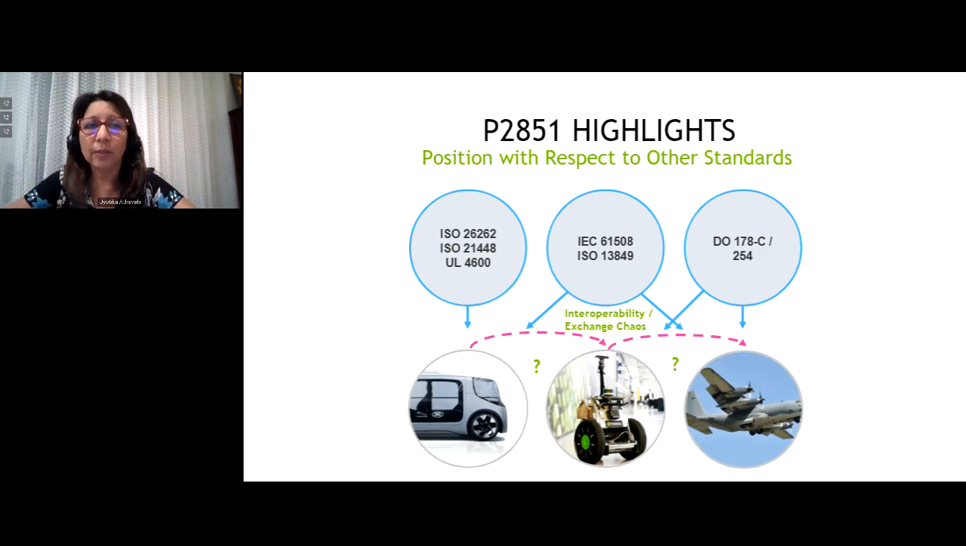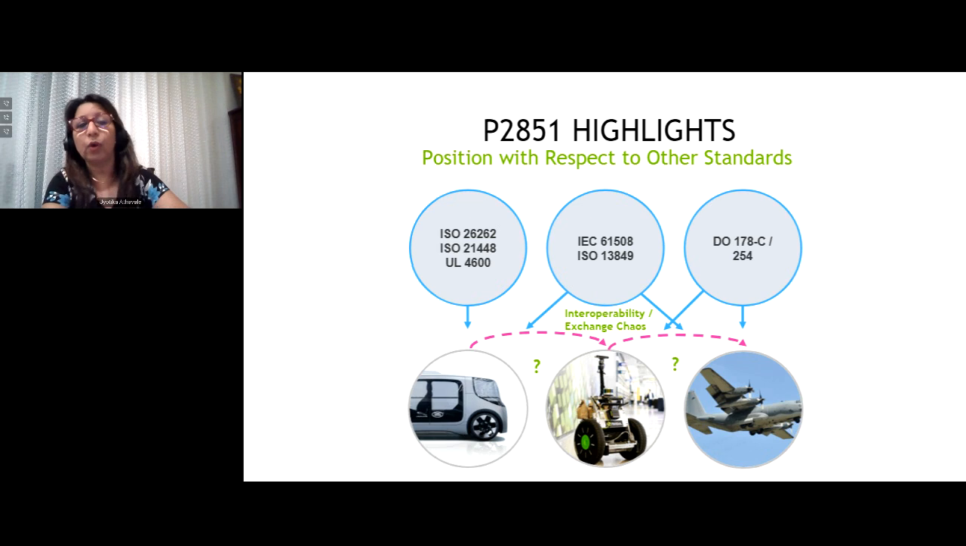So a little bit about the position of P2851 again with respect to the other standards, and we covered a little bit about this on one of the previous slides. But here we see the domain-specific standards. So we have the ISO 26262, for example, the ISO 21448, and the UL 4600 for automotive. The IEC 61508 and the ISO 13849 for machinery, and then for avionics, we have the DO standards, the DO 254 and the DO 178C. These are the mainstream governing standards for each of the application domains.